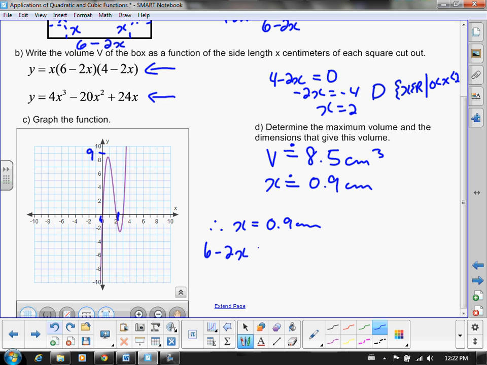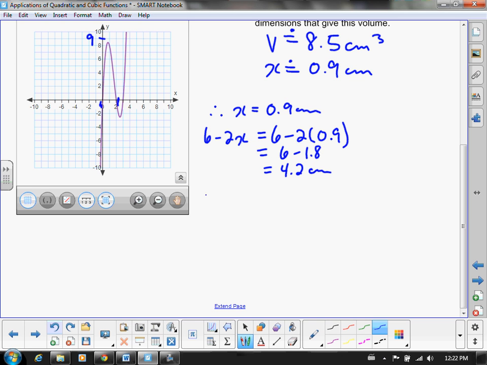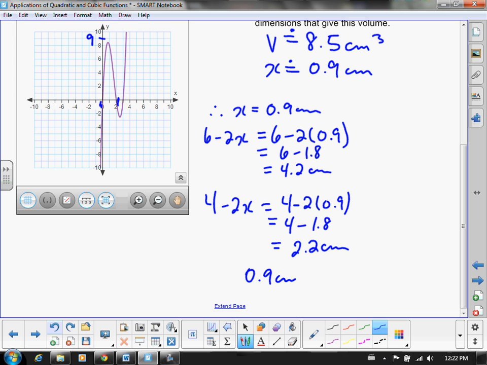6 minus 2x is going to equal 6 minus 2 times 0.9, which is going to be 6 minus 1.8, which is going to equal 4.2 centimeters. And then finally, we're going to have 4 minus 2x, which is going to equal 4 minus 2 times 0.9, which equals 4 minus 1.8, which is going to be 2.2 centimeters. So the piece of cardboard that's going to be folded is going to have dimensions of 0.9 centimeters by 2.2 centimeters by 4.2 centimeters.